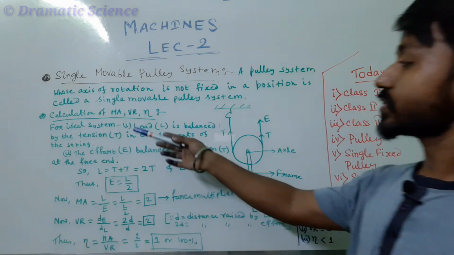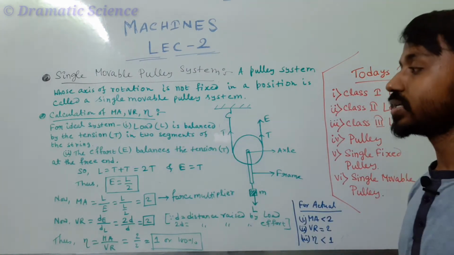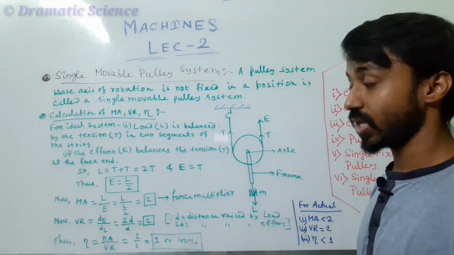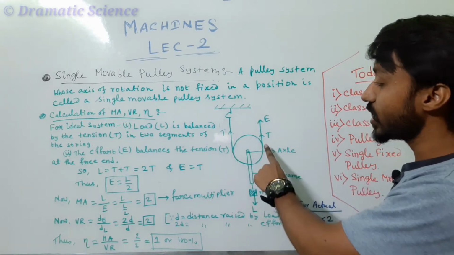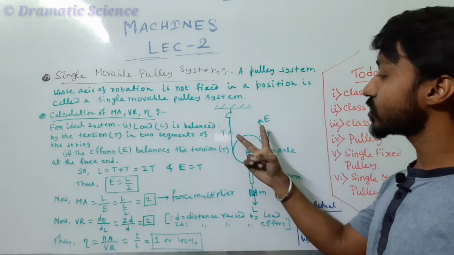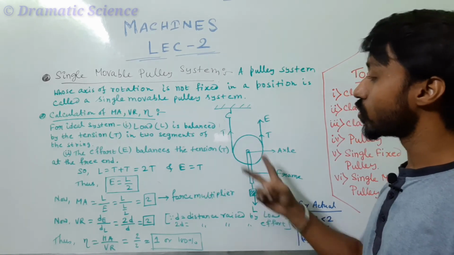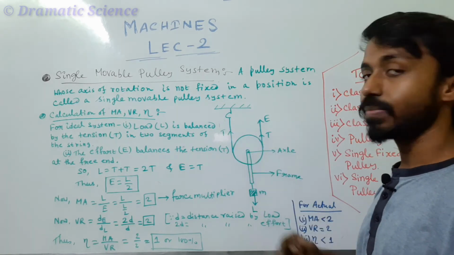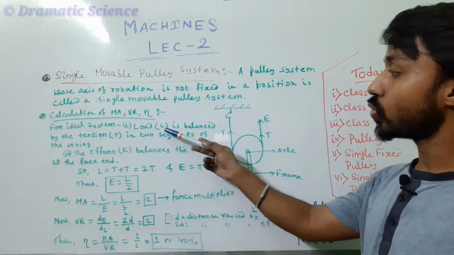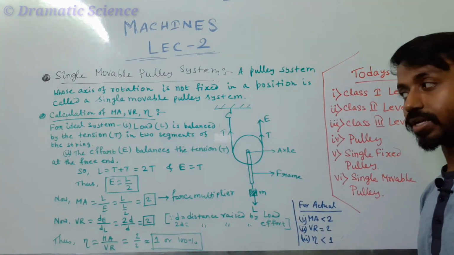So for an ideal system, number one, load L is balanced by the tension T in two segments of the string. Look carefully, here is a string, here is also a string, T tension, T tension, and below a load L. The load L will be managed by these two tensions T and T. That's why the load is balanced by the tension T in two segments of the string.